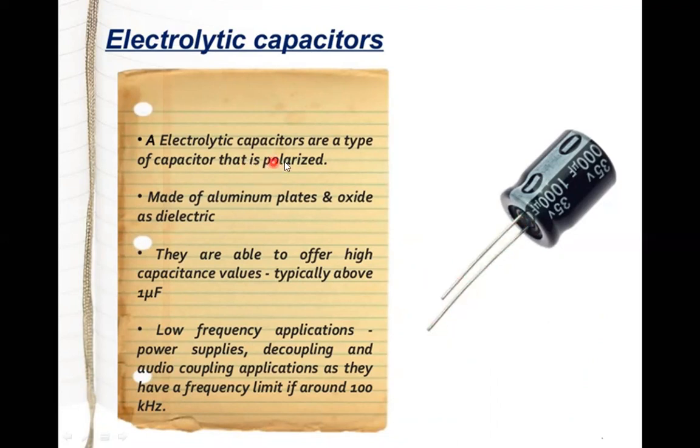An electrolytic capacitor is a type of capacitor that is polarized, made up of aluminum plates and oxide as dielectric. They offer a high capacitance value, typically above 1 microfarad. The applications are low frequency applications, power supplies, decoupling, and audio coupling, as they have a frequency limit of around 100 kilohertz.